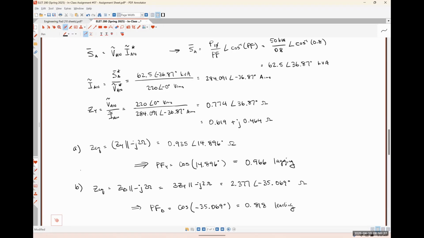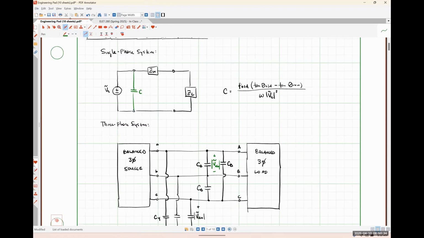All right, so then the last thing that I want to talk about for today, and there is a problem associated with it, but I need to introduce the topic itself, is how power is actually measured in three-phase systems.